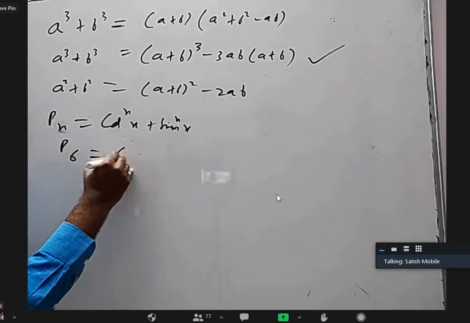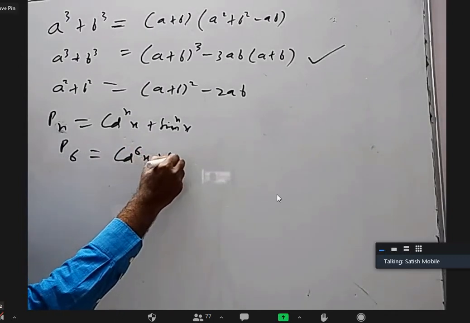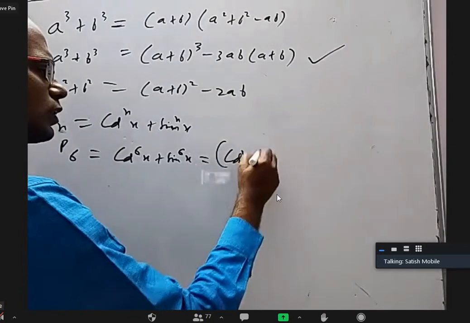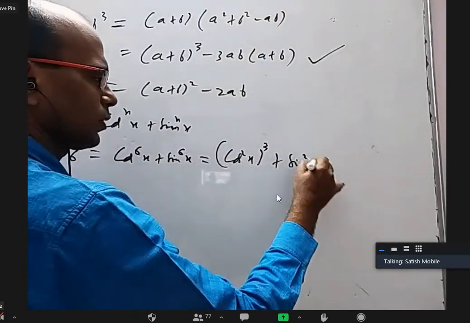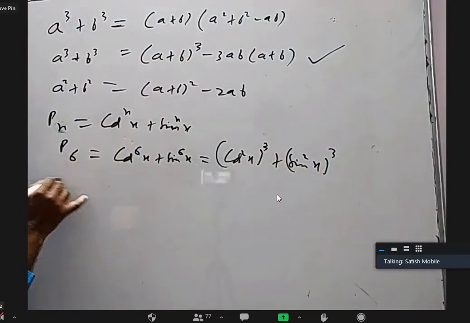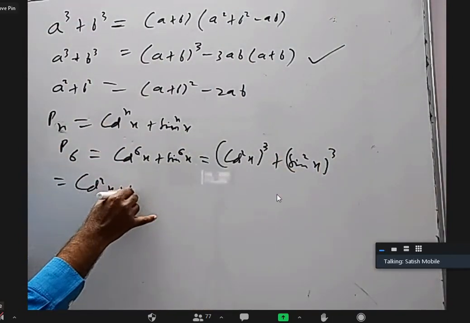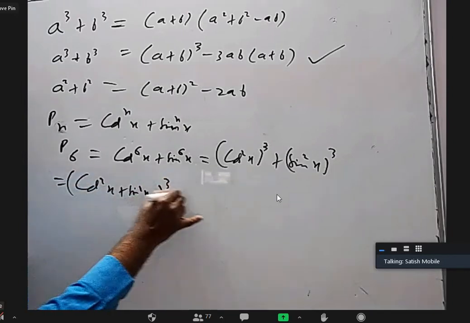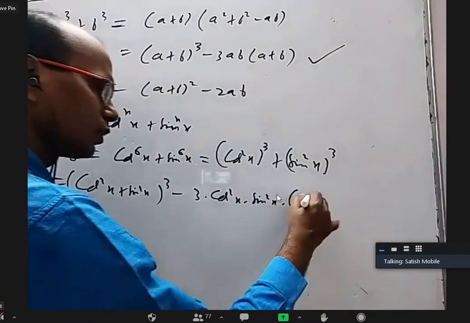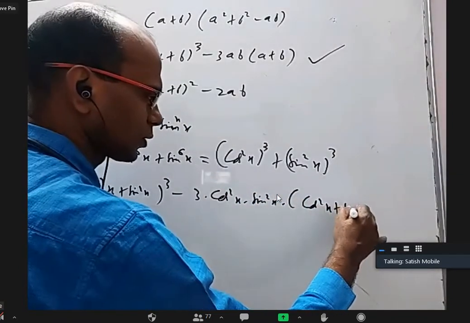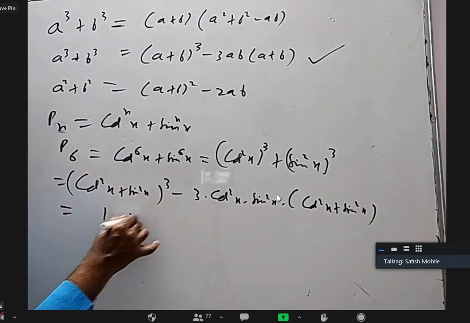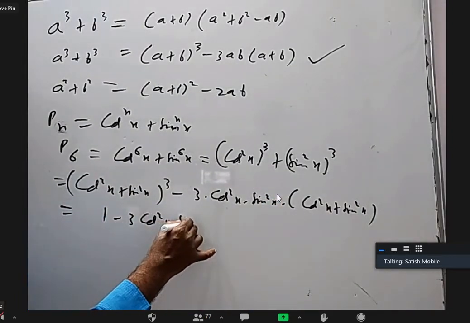Then P6 is cos power 6x plus sin power 6x. This cos power 6x I can write as (cos square x) whole cube plus sin power 6x as (sin square x) whole cube. A cube plus b cube, based on this formula, I can write (cos square x plus sin square x) whole cube minus 3 into cos square x into sin square x into (cos square x plus sin square x). This value is 1, this value is 1. I'll get 1 minus 3 cos square x sin square x.